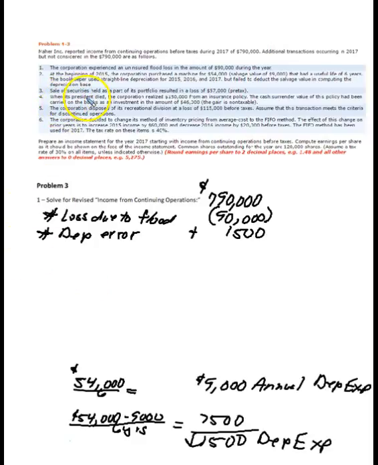Number 3, sale of securities. So here we have number 1, number 2, number 3. Loss on sale of securities. That's just an ordinary loss. So loss on sale of securities, $57,000.